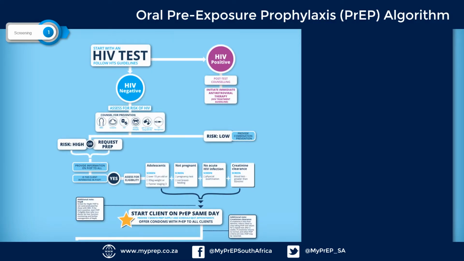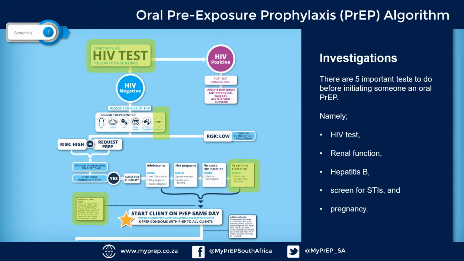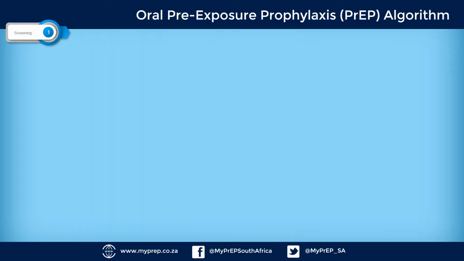There are 5 important tests to do before initiating someone on oral PrEP, namely an HIV test, renal function, hepatitis B, screening for STIs, and pregnancy tests. When someone is tested negative for HIV, the next step is to assess the level of risk of the patient.